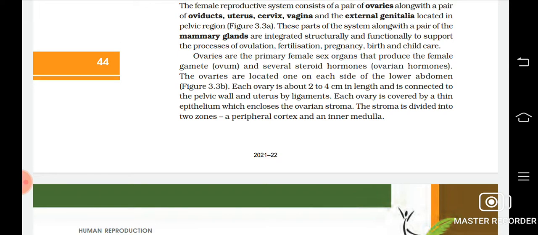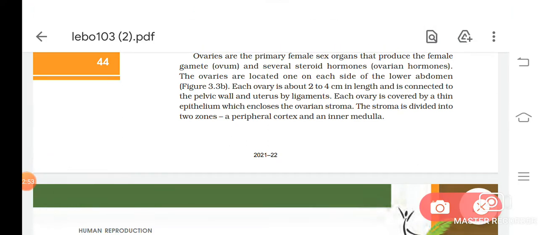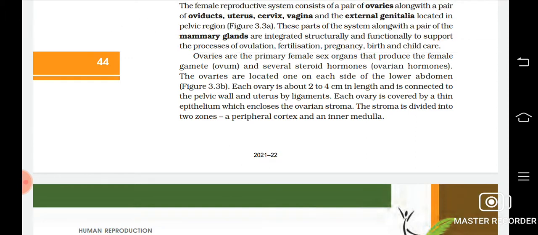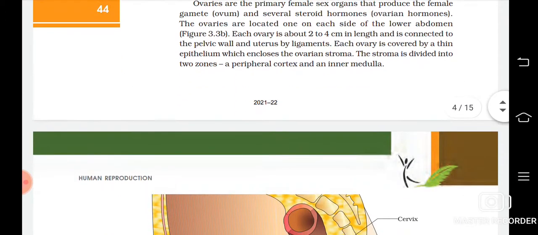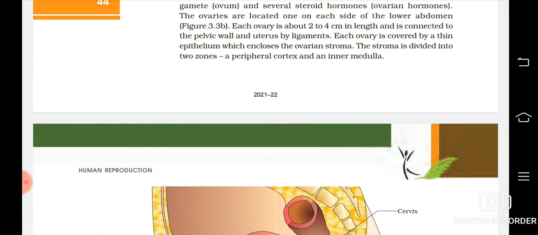Understood? Then each ovary is around 2 to 4 centimeters in length and is connected to the pelvic wall and the uterus by a ligament. The ovary is covered by a thin epithelium, and that encloses the ovarian stroma. Stroma is the matrix, and the stroma is divided into cortex and medulla.